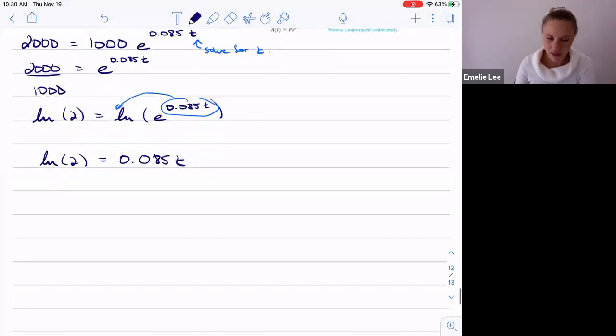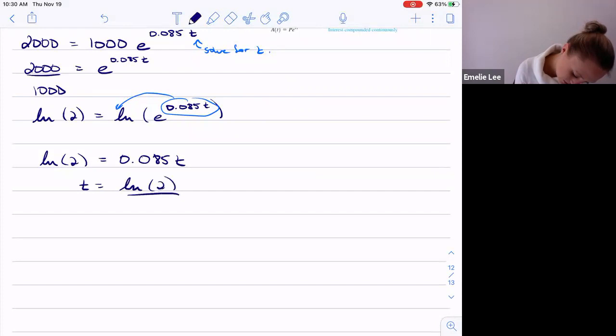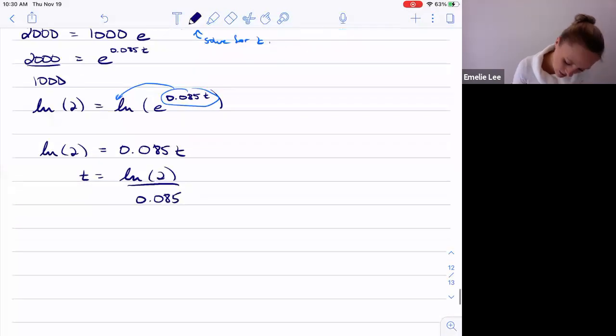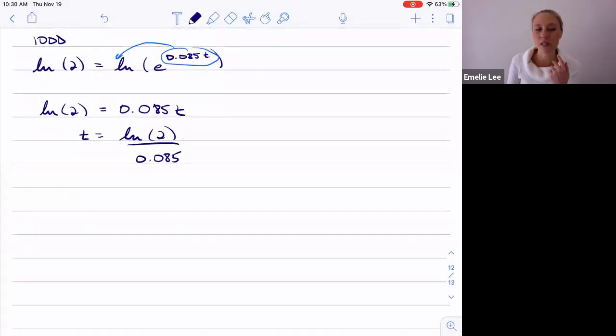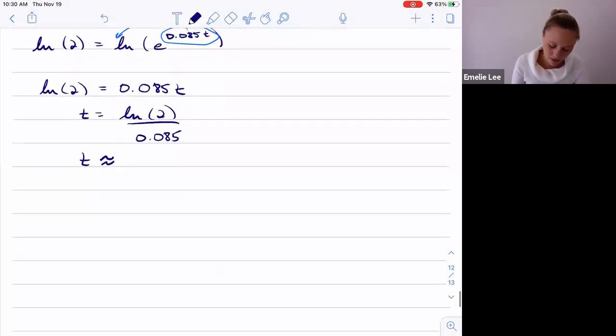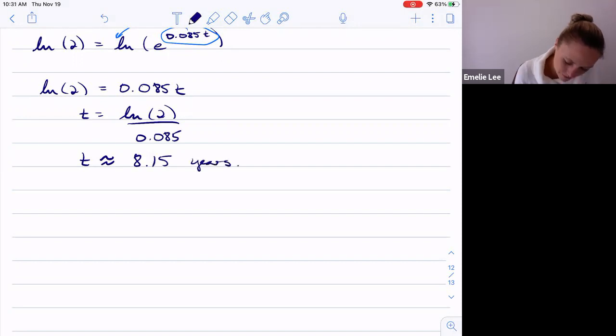Solving for t, and doing a little switcheroo here, t becomes the natural log of 2 divided by 0.085. Because we're talking about years, it's hard to communicate that it'll only take the log of 2 over 0.085 years. So that's the exact answer. Approximately, the natural log of 2 divided by 0.085 is roughly 8.15 years.